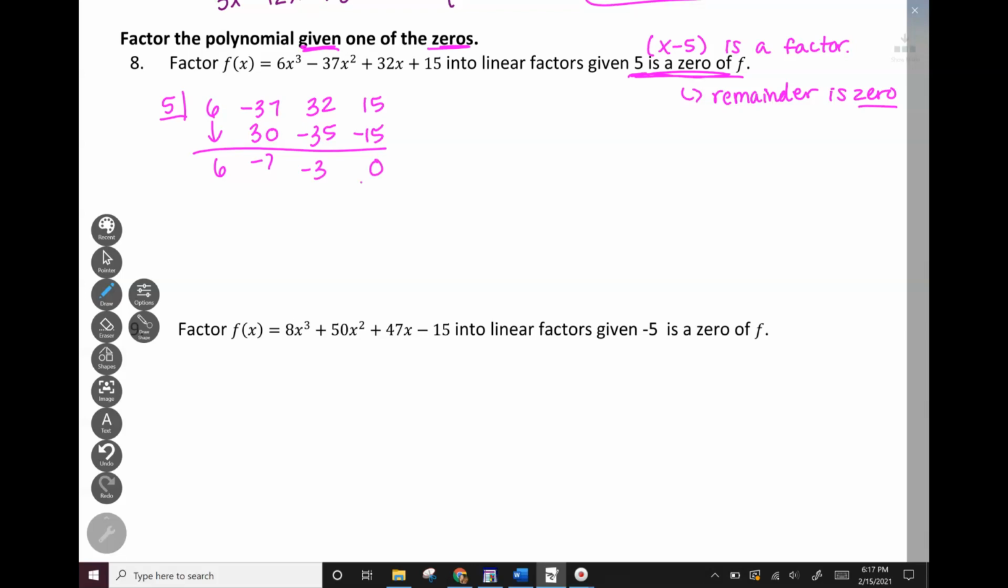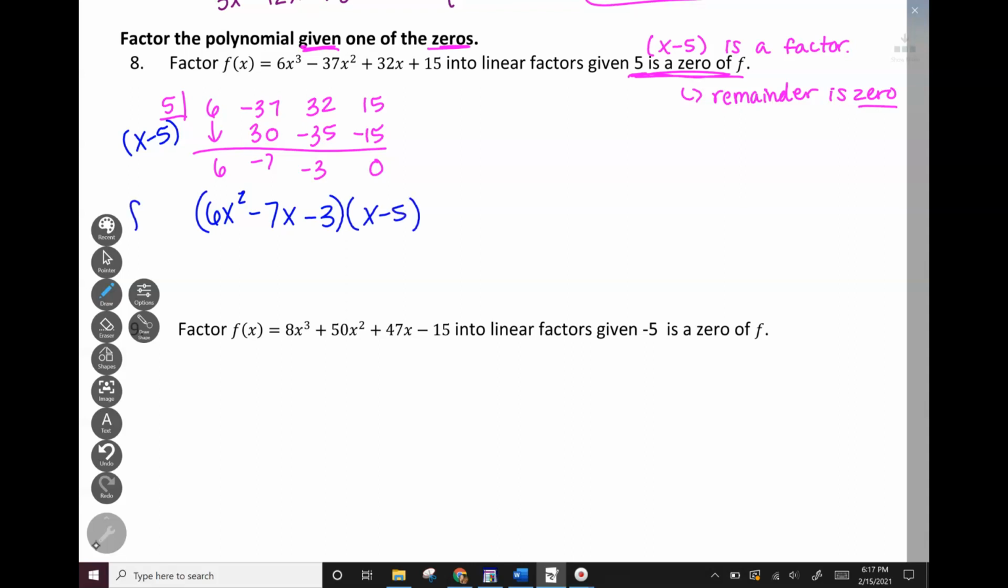All right, so of course I got remainder 0 because x minus 5, they told us, was a factor. But not only is x minus 5 a factor, but now I have 6x squared minus 7x minus 3 as my new polynomial after x minus 5 has been divided out. So that means that I have this times x minus 5.